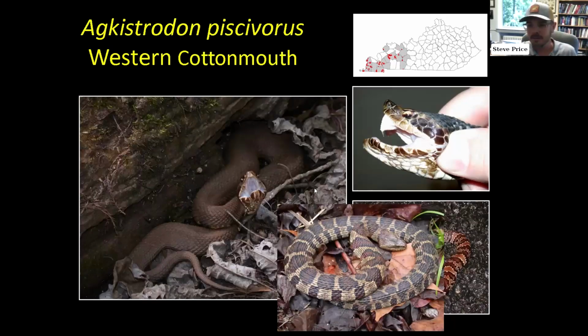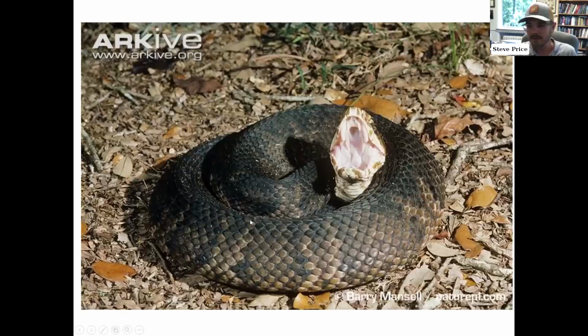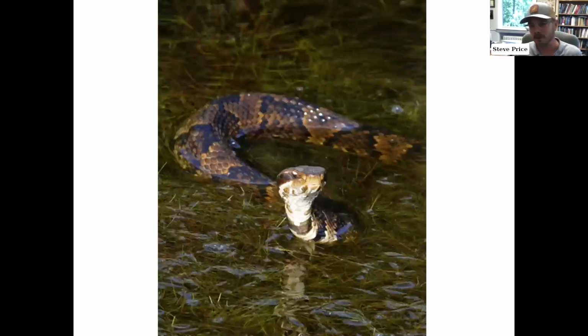But cottonmouths have a pretty distinctive threat display where they open their mouth. As you can see in this picture, it's white on the inside, which gives them their common name. Another good characteristic that usually works for cottonmouths, especially compared to water snakes, is they tend to swim above the water with their heads elevated. So this can help with ID.